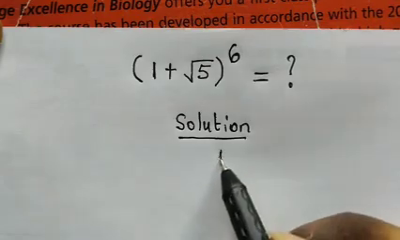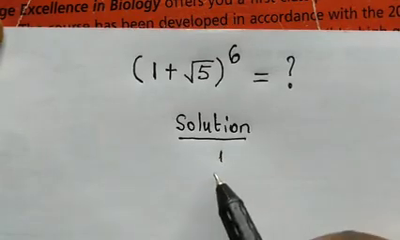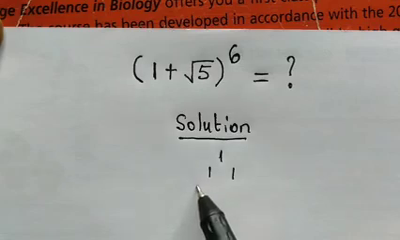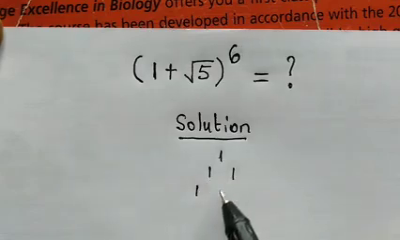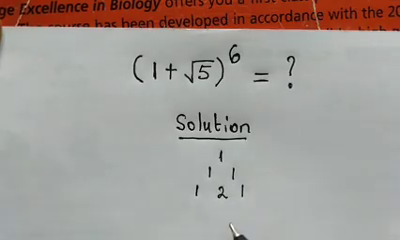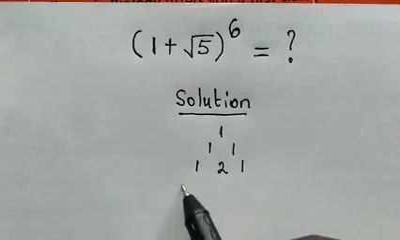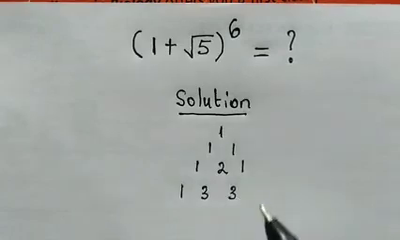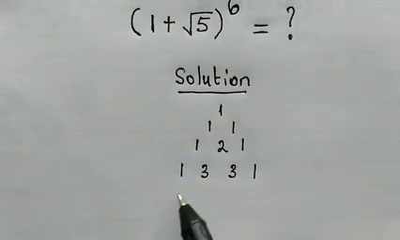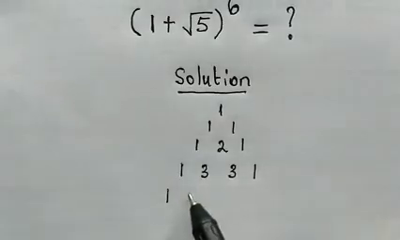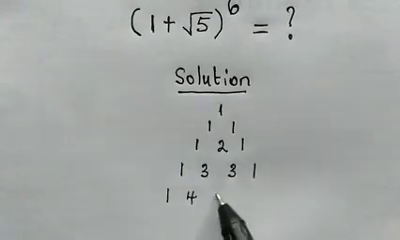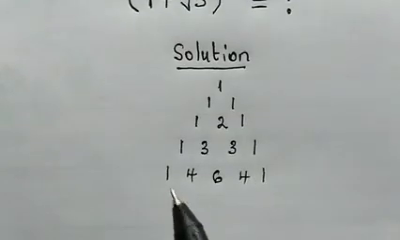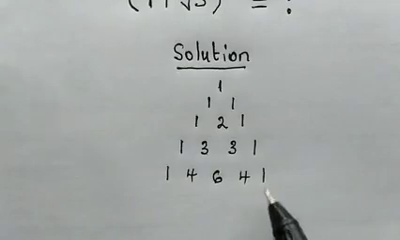We start with 1, right? And in the next row, we have 1 and 1. In the second one, we start with 1, then 1 plus 1 is 2, and we have 1. Then in the next one, we start with 1, 1 plus 2 is 3, 2 plus 1 is 3, and we have 1. Then we start with 1 again, 1 plus 3 is 4, 3 plus 3 is 6, 3 plus 1 is 4, and then 1. Remember, whenever we start with 1, we must end with 1.